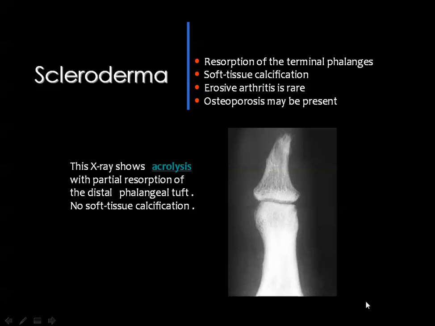Scleroderma is a disease which affects the skin and also the bones. The main manifestations in this disease are resorption of the terminal phalanges and soft tissue calcification. There may be erosive arthritis, but it's rare. Osteoporosis is also rare in this disease.